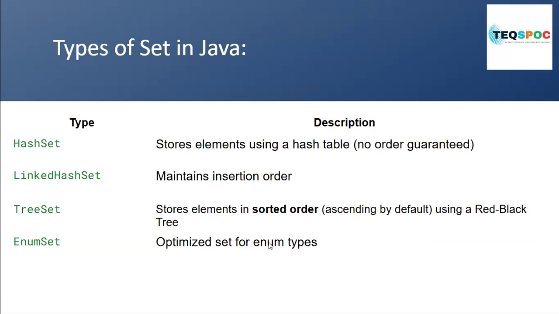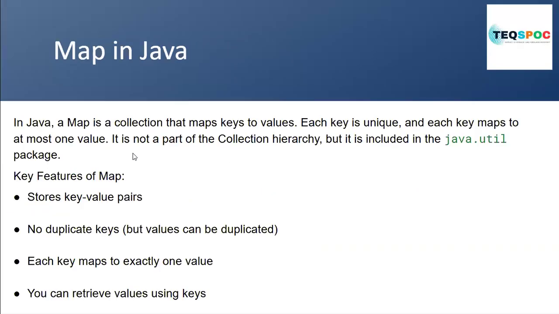Now, what is basically a Map? Let me give you a small overview of the Map interface. Basically, Map is an interface. Inside the Map interface we have HashMap, LinkedHashMap, and Dictionary. Inside Dictionary, we have the Hashtable.